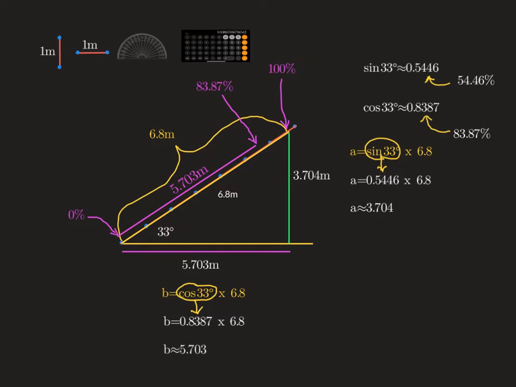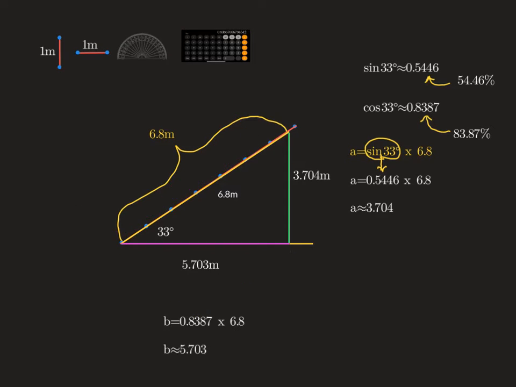Now, just as a quick aside, you may have noticed that this formed a right triangle. And since it did, then the Pythagorean theorem should stand. So since we said that this side length here is the cosine of 33 degrees times 6.8, which is the length of the ramp, and this side here is the sine of 33 degrees times 6.8, which is the length of the ramp. So about 3.704, about 5.703 for those two sides. And of course, the length of the ramp is 6.8.